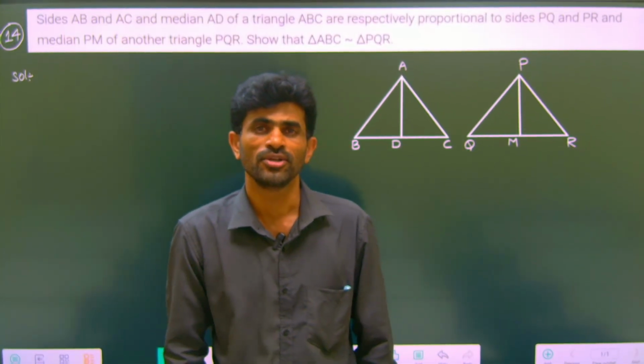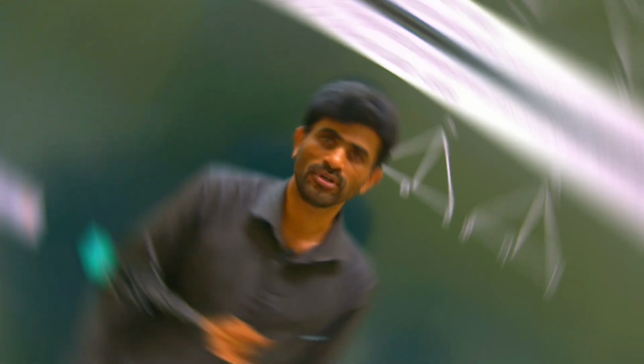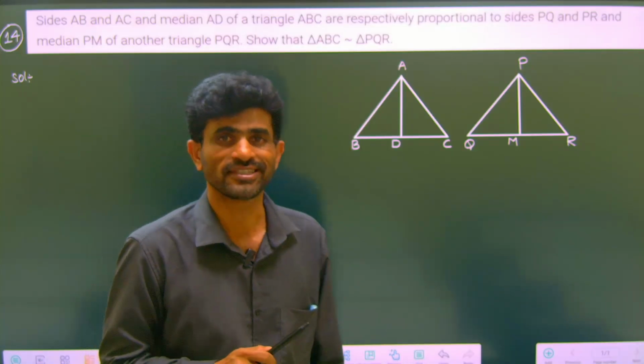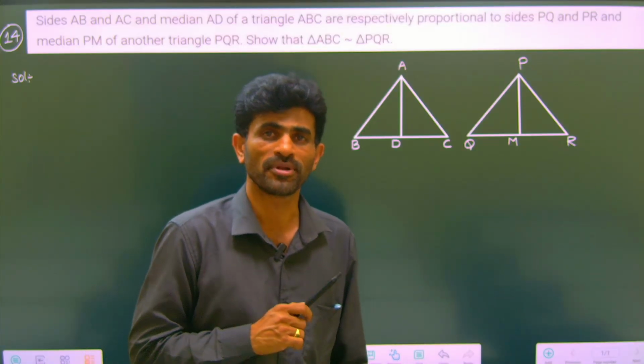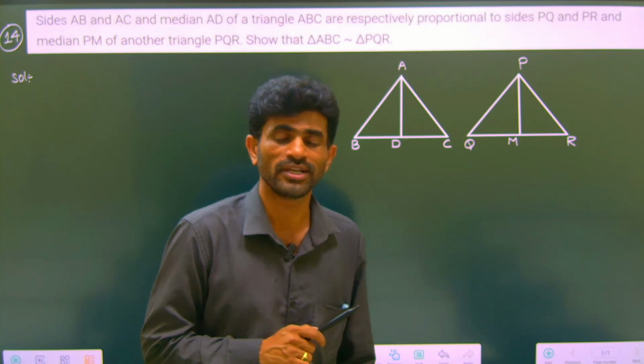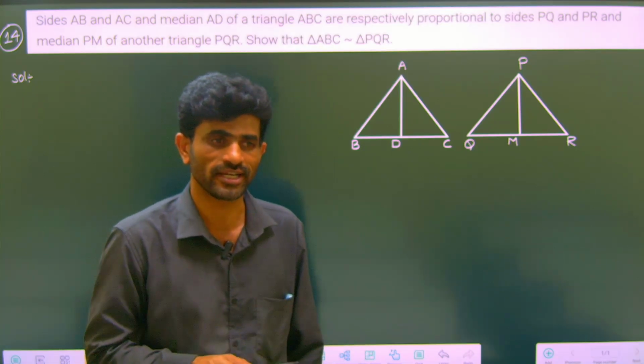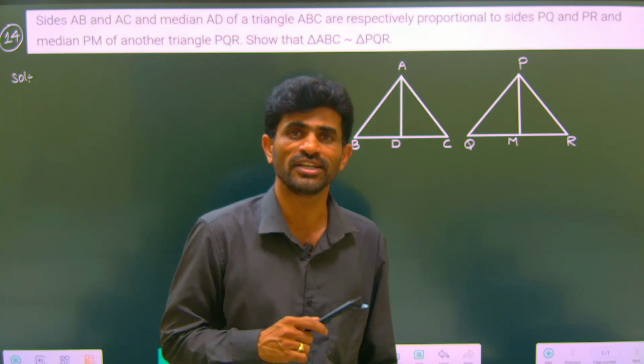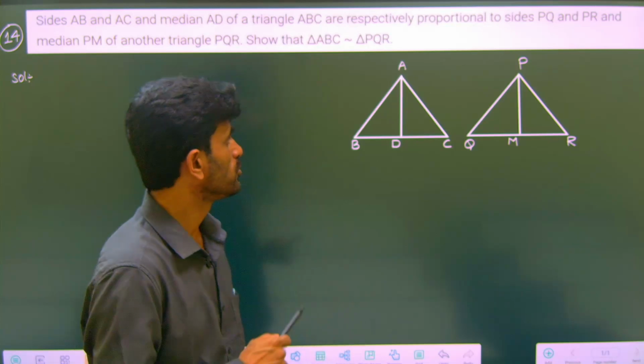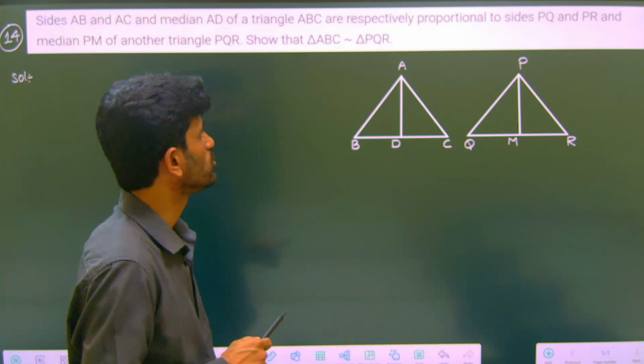Hi everybody. Today I am going to discuss similar triangles, exercise 6.3, problem number 14. It is a problem related to similarity criteria. Many students find this problem difficult to understand, so today I will explain how to solve it.